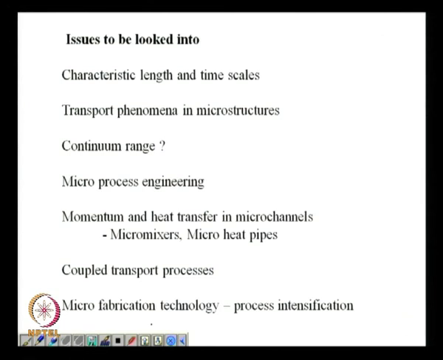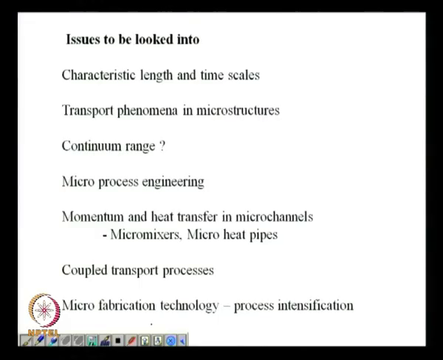So, to summarize whatever we have covered so far, the relevant issues which are going to be important in this course are: what is the characteristic length and time scale involved in the process that we are designing? What is the transport phenomena taking place in such microstructures? Is the phenomenon taking place in the continuum range, or do we have to think of a slip flow or a transition flow? The engineering aspects involved in this microprocess, how to fabricate such micro devices. We would also like to know what is the mechanism of momentum and heat transfer in such devices.